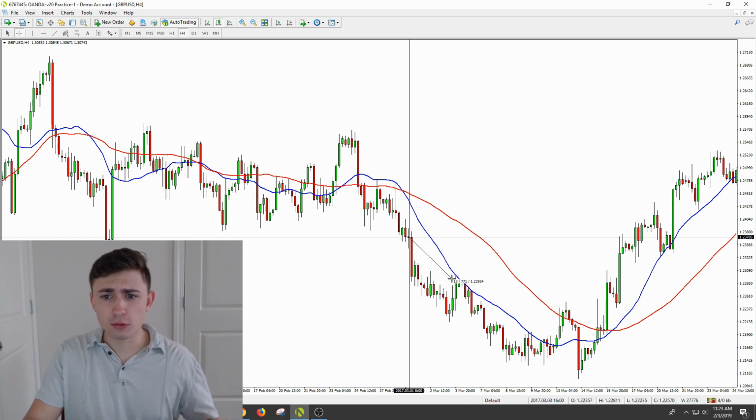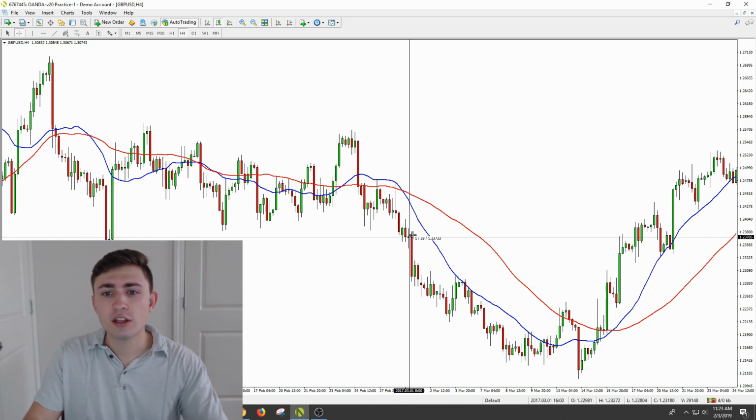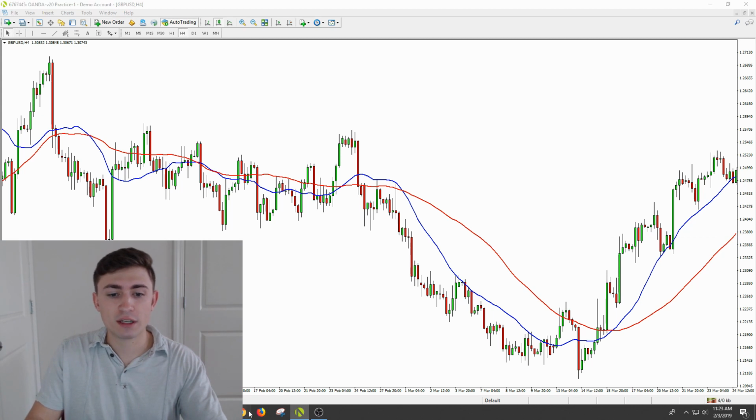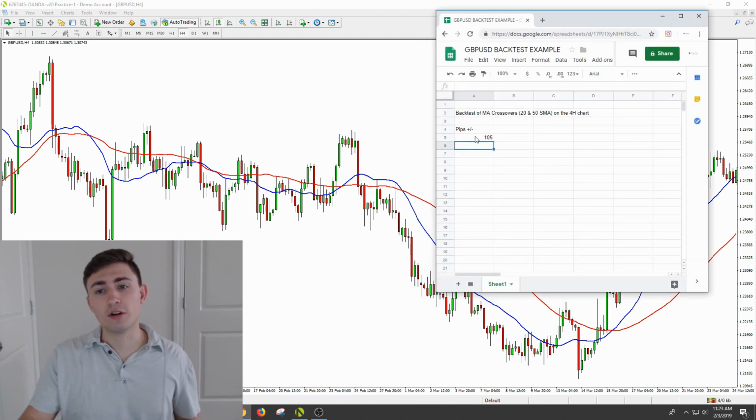And you can use this tool, the crosshair, which is in the top left here. You're going to use this crosshair tool to drag all the way to where the trade would have been closed, whatever your qualifications for trading or closing the trade are. So let's say roughly we made 105 pips, right? Then we're going to go into here and say plus 105 pips.